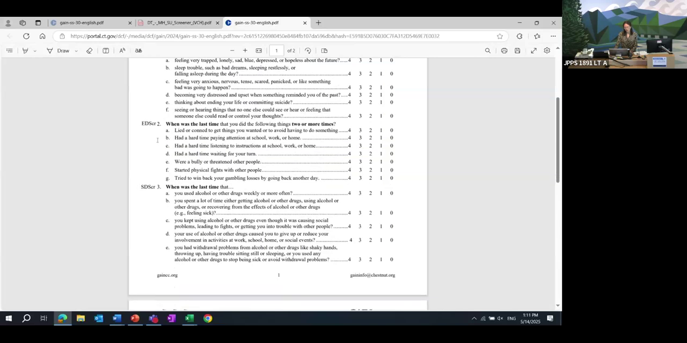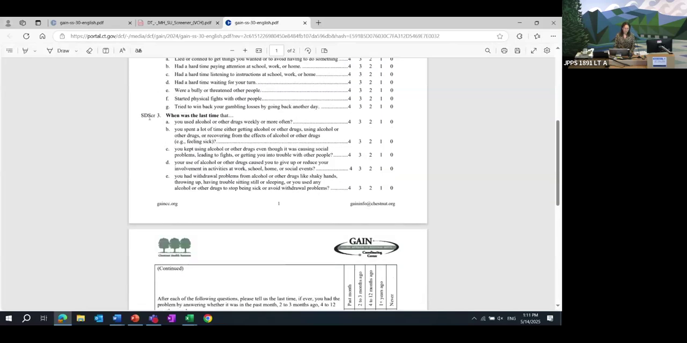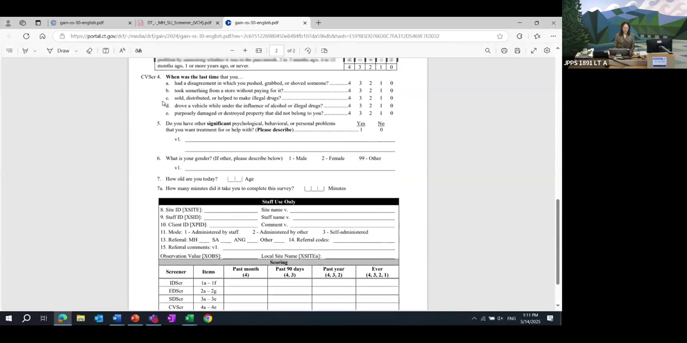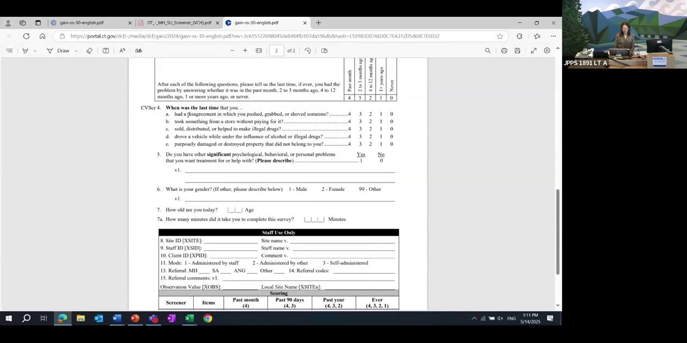An example of an externalizing disorder question would be, when was the last time you did the following things 2 or more times? For example, lied or conned to get things you wanted or to avoid having to do something. With respect to substance use, when was the last time you used alcohol or drugs weekly or more often? And with respect to crime and violence, when was the last time you had a disagreement in which you pushed, grabbed, or shoved someone?